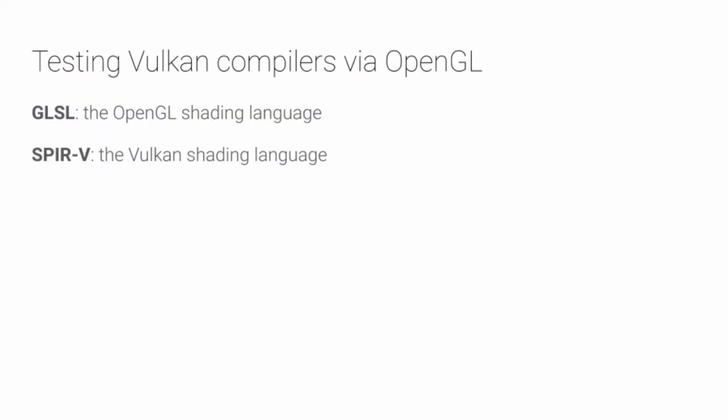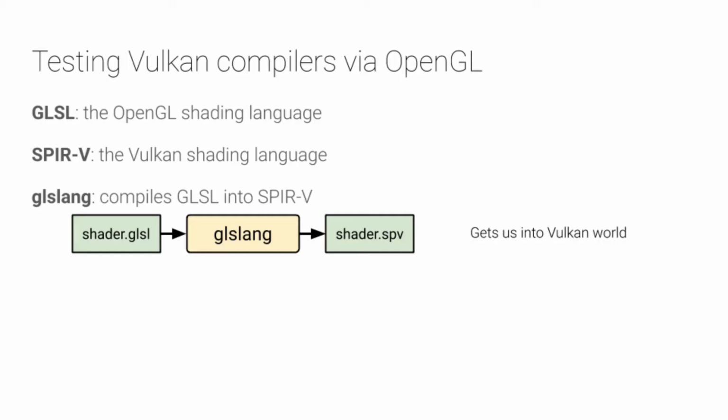GLSL is the shading language associated with OpenGL, the OpenGL shading language, and Vulkan has a different shading language called SPIR-V. But SPIR-V is pretty low level, and you wouldn't want to write SPIR-V code directly. So there is a translation tool called glslang that can take a GLSL shader and compile it into a SPIR-V shader. So this very widely used tool immediately gives us a way to get from the OpenGL world into the Vulkan world.